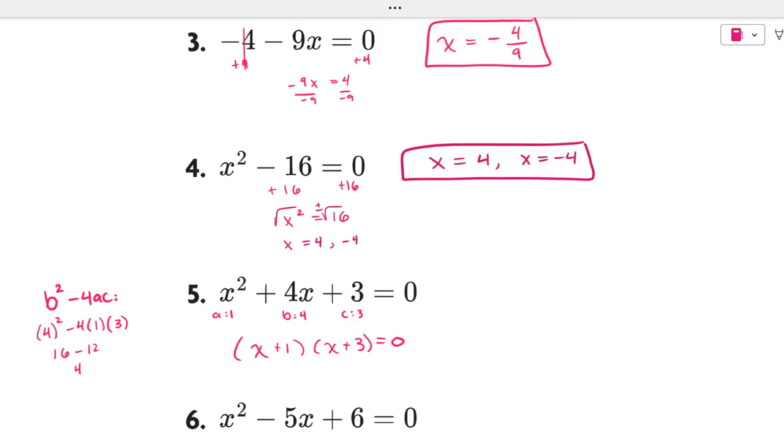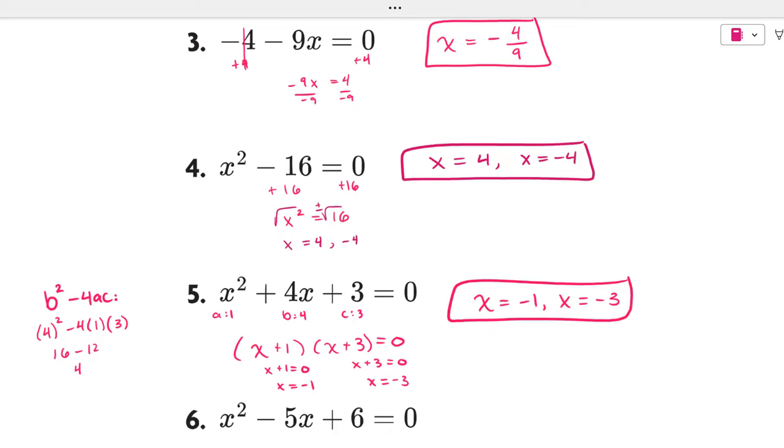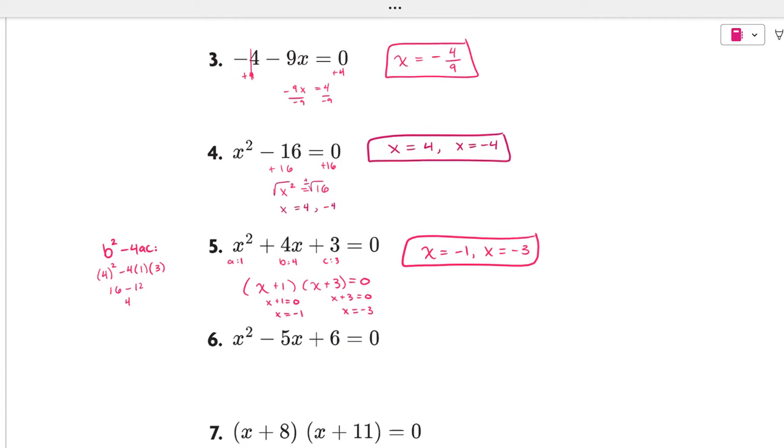Now we can use the zero product property, right? If these are two factors being multiplied that equals 0, that means one of the terms must be 0. So I set each one equal to 0 to solve for that. So I get two answers, x equals negative 1 and x equals negative 3. Those are both possible solutions to this quadratic equation.